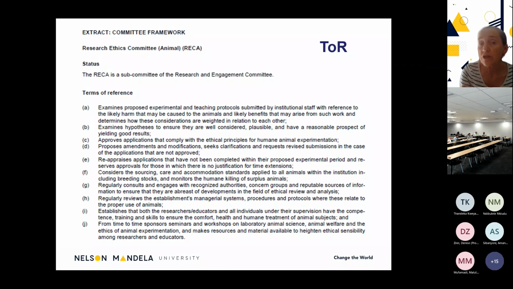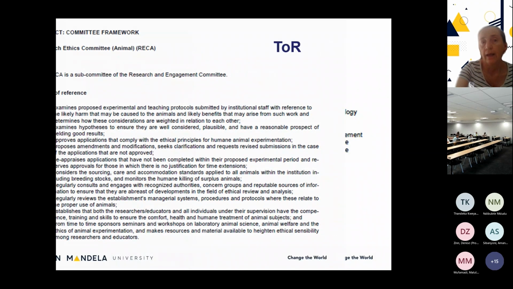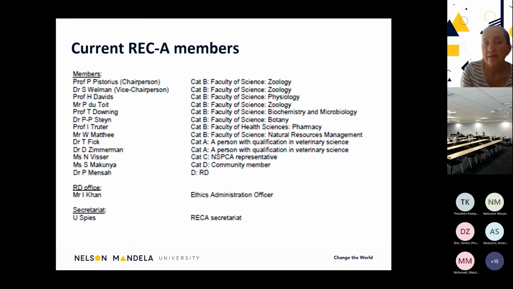So we are looking at vegetation. If the vegetation is affected by, say, for example, animal grazing, then we will look at that proposal as well. But the focus is on animals and the whole spectrum of animal species. Okay, so the current members, you can see it's a small committee.